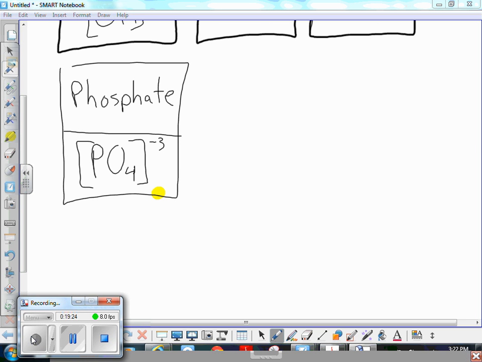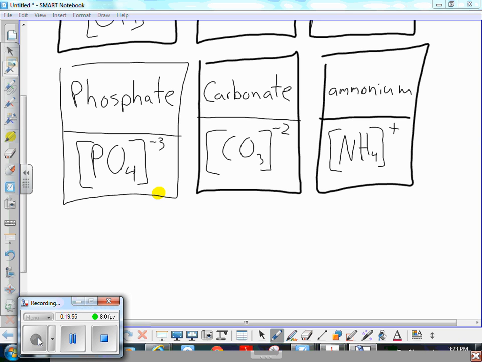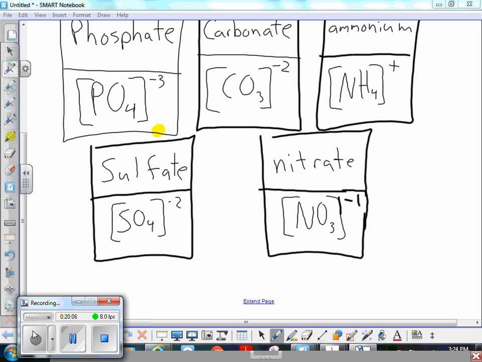Your next card should say phosphate, and the formula for phosphate, the polyatomic ion, has 3 extra negatives, or 3 extra electrons: PO4 -3. Our next one is carbonate, CO3, and they all share 2 extra electrons, so it has a -2 charge. Your next polyatomic ion is a cation. It's positive. It's ammonium, NH4, and it lost an electron, so it has a +1 charge. Our last two are sulfate, SO4 with a -2 charge, and nitrate, NO3 with a -1 charge.